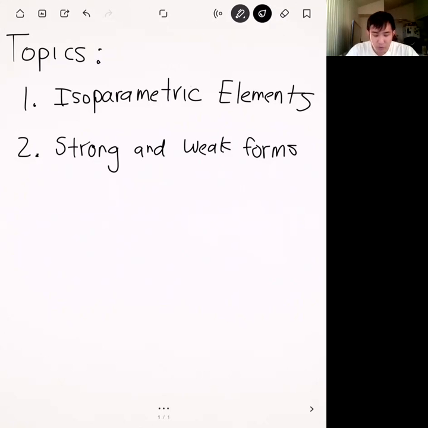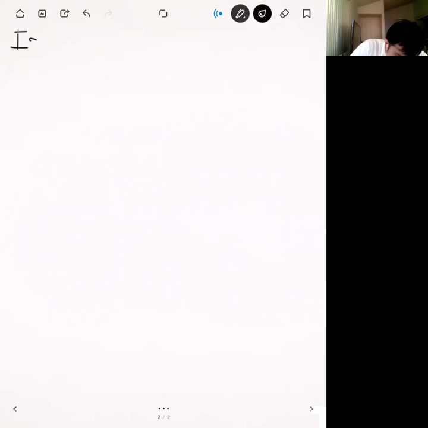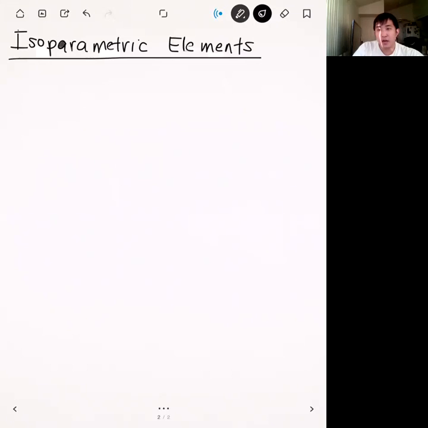But the first thing I want to go over is just isoparametric elements. Okay, so let's go ahead and jump right in. And let's start with isoparametric elements. And so the idea with isoparametric elements is to basically help us perform integrals in 2D. And in particular, these are integrals over our finite elements.